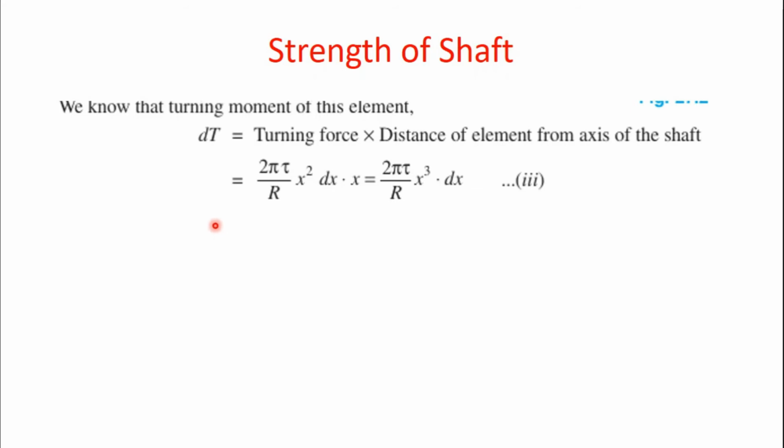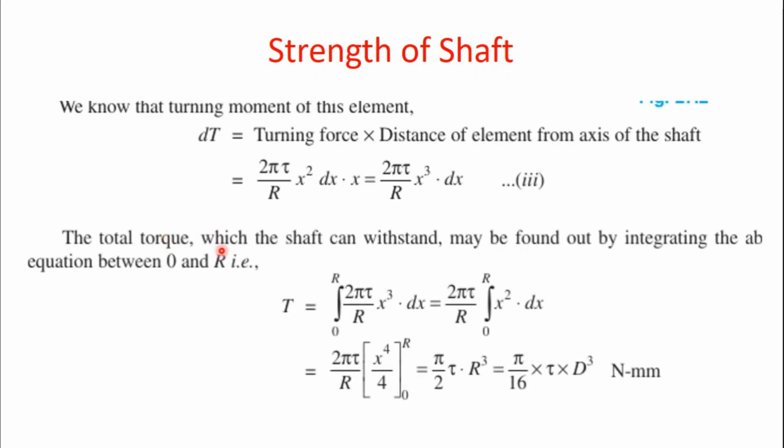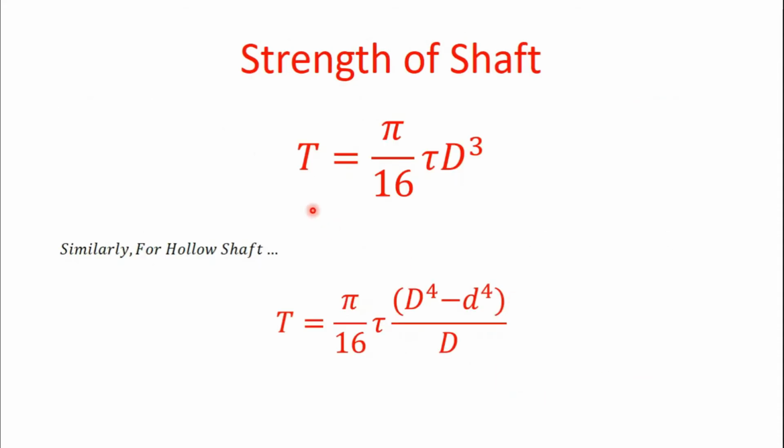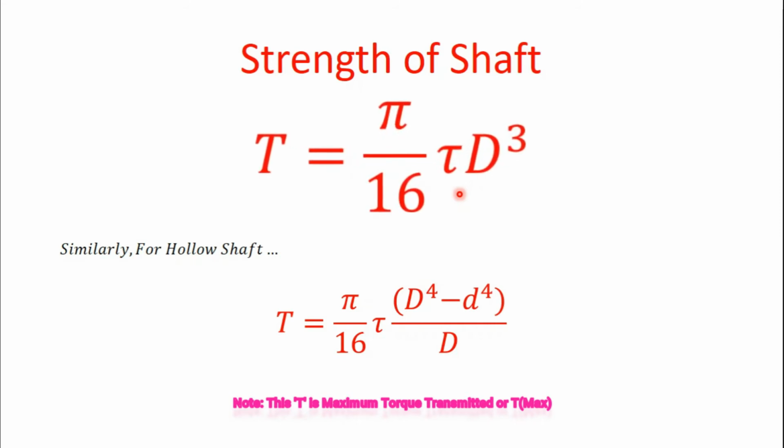For the whole shaft, the total torque which the shaft can withstand may be found by integrating from 0 to r, and finally we get the term pi by 16 tau into d power cube Newton mm. Therefore the final expression for the strength of a solid shaft is T equals pi by 16 tau into d power 3, or d cube.